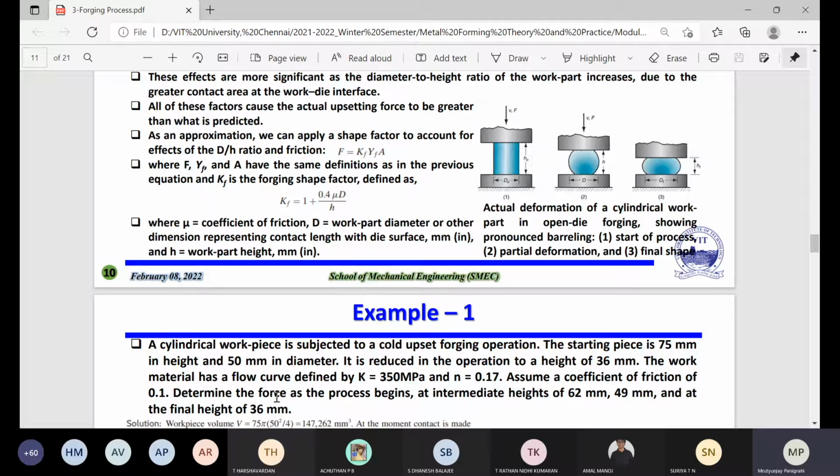Just go for the first one: determine the force as the process begins. Then we will go for 62, 49, and 36. If you find one, the others are the same, so try at least one, then you can go for the 62. Write down the given values, what to find out, and all the equations somewhere, so it will be easy to follow the sequence.